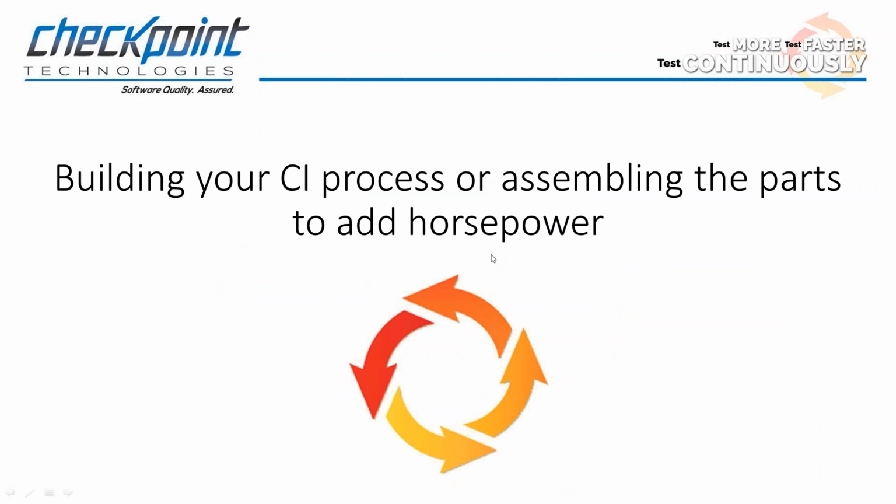So when we talk about building your CI process, or assembling the parts to add horsepower, one of the themes of this webinar was a car theme and speed, showing that adding some parts and pieces to a process you already have in place can make it not only better and faster, like a muscle car or a dragster, but really improve the testing process you have in place already, or add additional components to broaden it out and make it very robust.